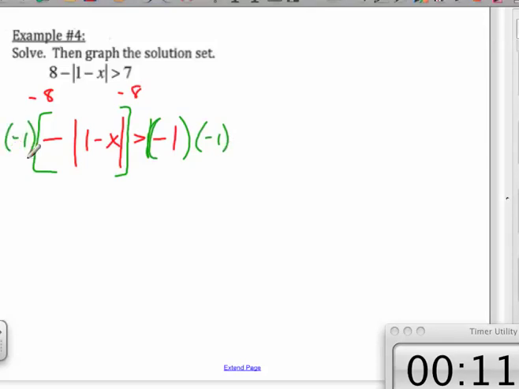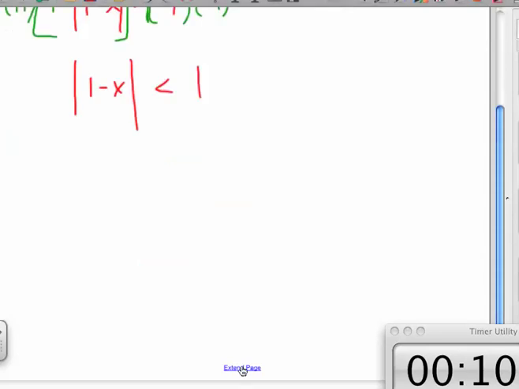Yep. Okay, so now this becomes positive, and I have the absolute value of 1 minus x. The other side becomes positive 1. But what happens in the middle, Ben? You flipped the sign. I've got to flip the inequality because I multiplied both sides by a negative. Okay, now I've got something just like what we're used to. Remember, I've got to write two inequalities. 1 minus x is less than 1.